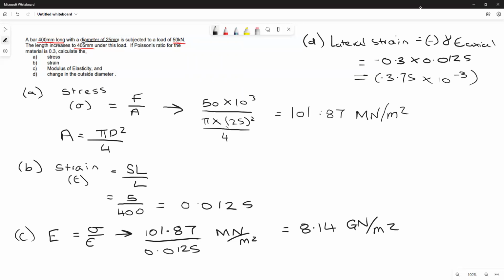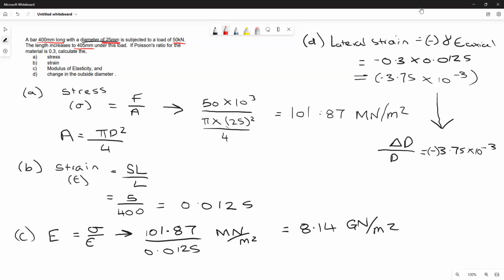And then in order to work out the change in the outer diameter, we know from the theory that we've learned that the change in diameter over diameter equals negative 3.75 times 10 to the minus 3, which is the lateral strain value that we got from doing that calculation. And in the question, we've obviously been given the diameter of 25.